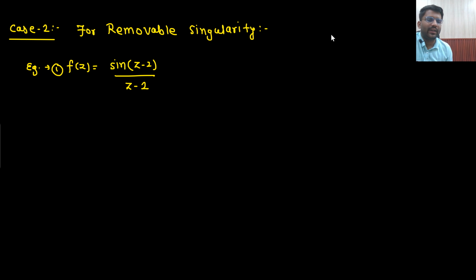For removable singularity, what is the method? So the method is the same as for a simple pole. The same method is there. But here there will be an interesting result. What will be the interesting result?